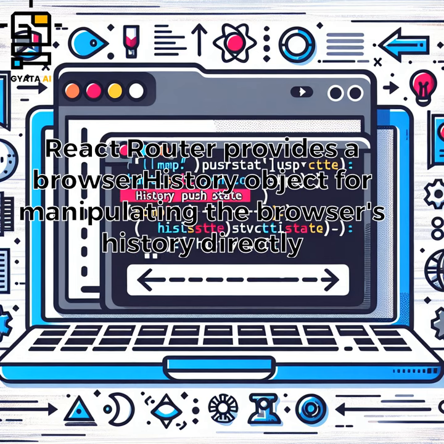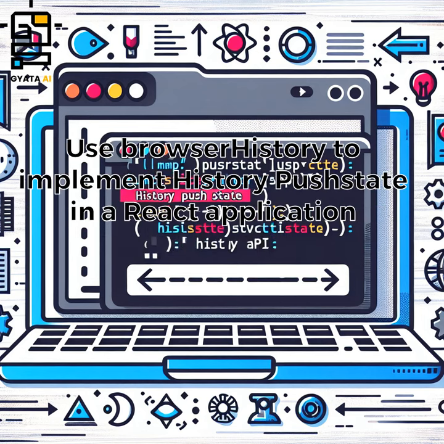Using React Router DOM history to implement Pushstate. React Router provides a browser history object for manipulating the browser's history directly. Use browser history to implement History Pushstate in a React application.